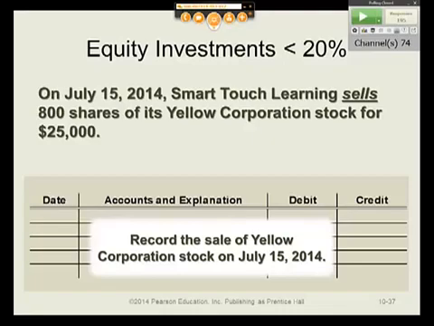So in this case, if you sell 800 shares times the cost per share, it's going to be $20,928, and there's going to be a gain. The gain is going to be realized, $4,072. So there's a realized gain on the sale.